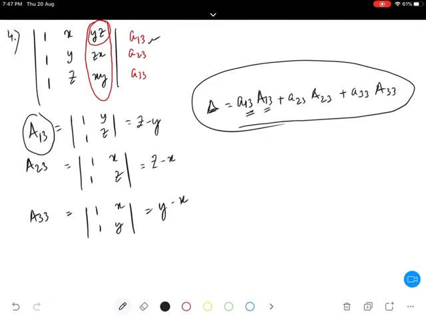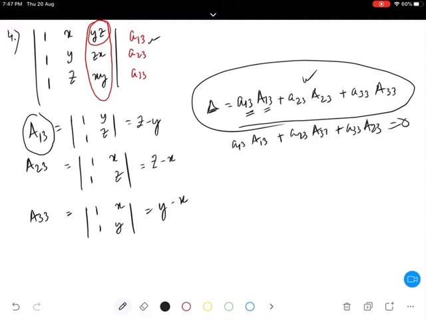Am I clear? Understood? But suppose the elements and cofactors are taken from different columns, if these things are different, then the whole thing becomes zero. The determinant becomes zero if they are different. They must be the same to find the determinant of any particular matrix.